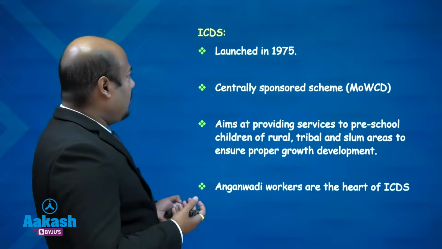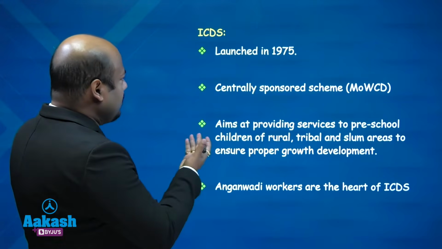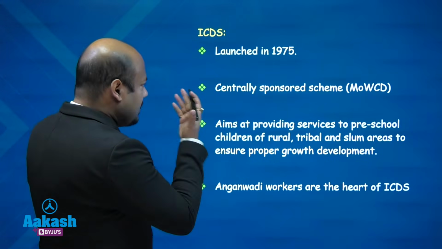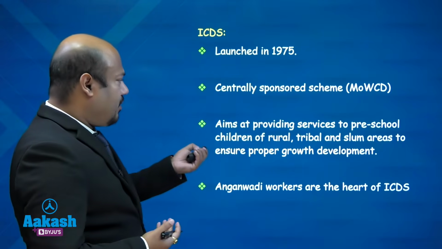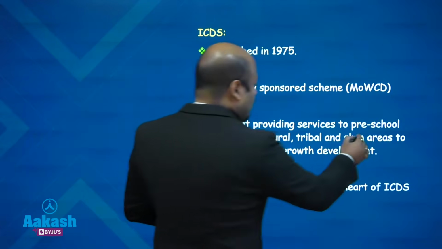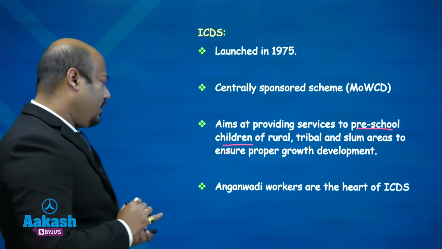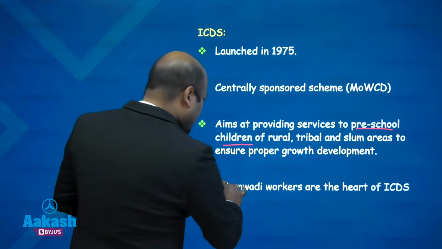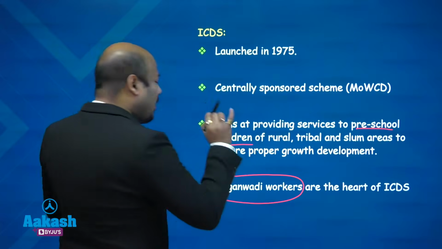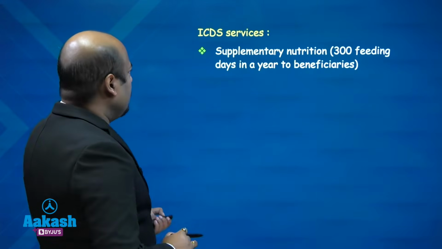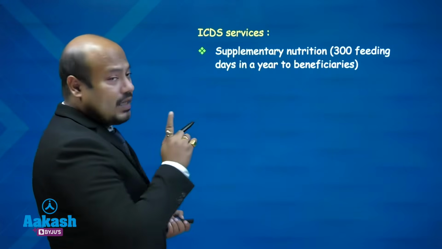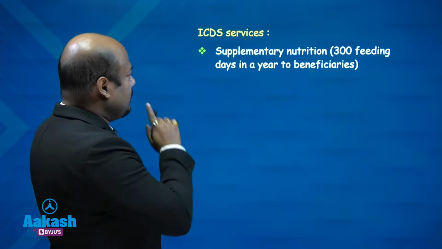Let's go through this. As you know, ICDS, started in 1975, is a centrally sponsored scheme that aims at providing services to preschool children of rural, tribal and slum areas, and the Anganwadi workers are the heart of the ICDS. This we know. What are the ICDS services? Number one, supplementary nutrition.